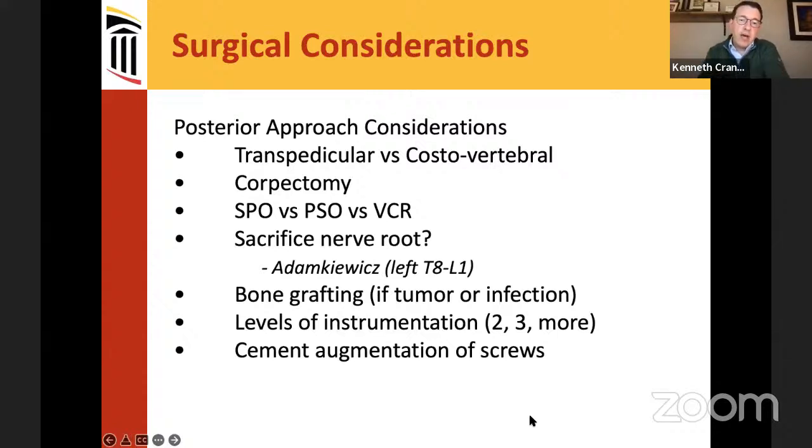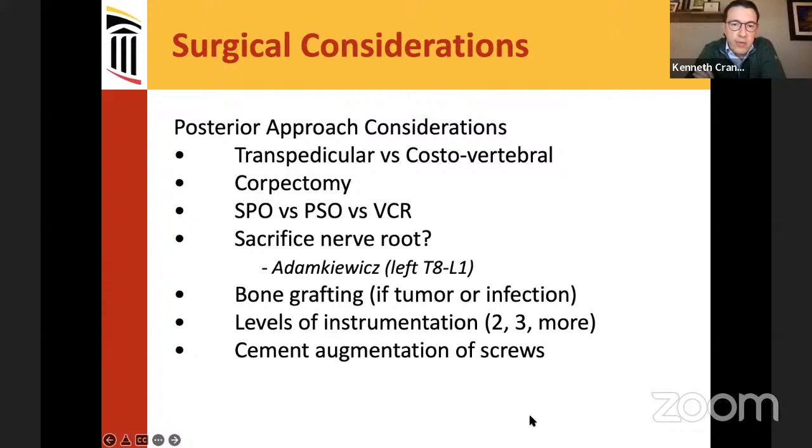What are we going to use for bone grafting materials, especially if it's a tumor or an infection and we don't want to harvest autograft? How many levels of instrumentation do we need above and below our construct? Two levels, three levels, more levels? And then does the patient have poor bone quality? Do we need to consider cement augmentation of our screws? Do we need to consider cement vertebroplasty of whatever the pathology is at the level, in addition to our fusion, which I've done for a few select cases? So these are all the things to consider, and every patient is different.